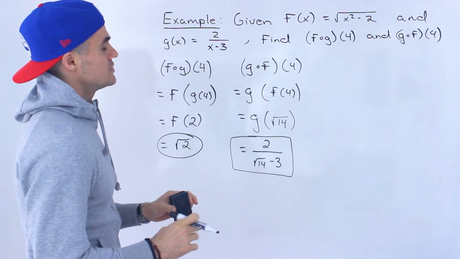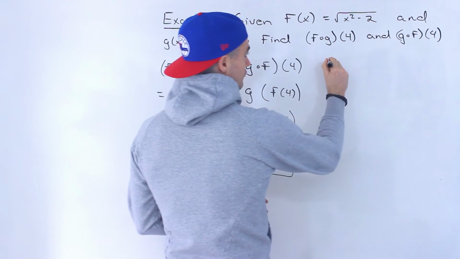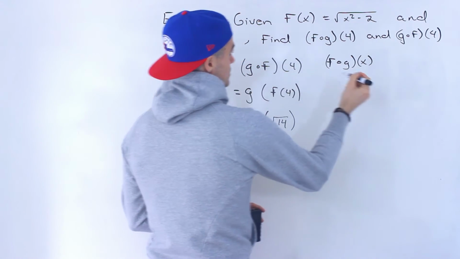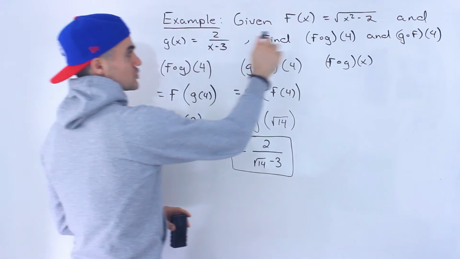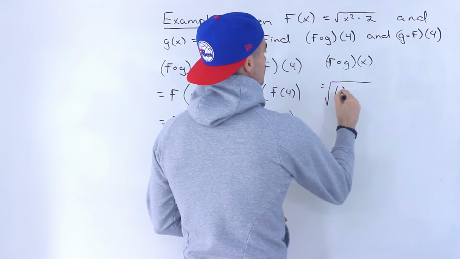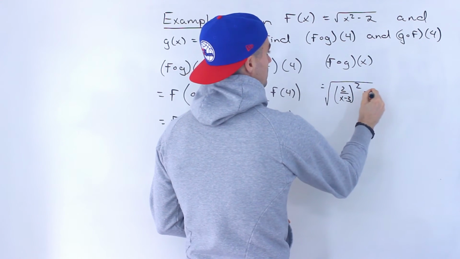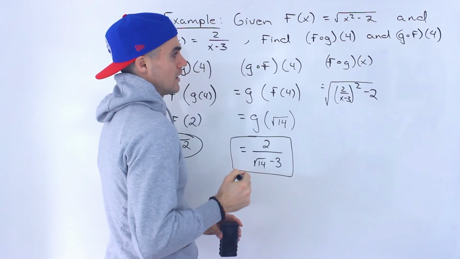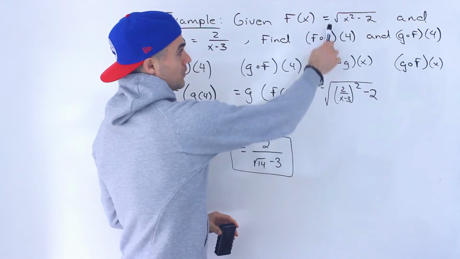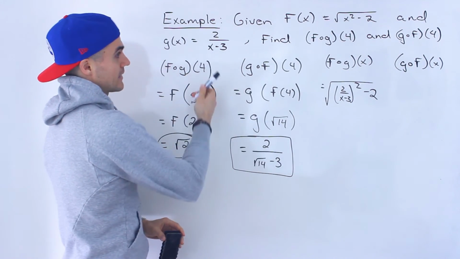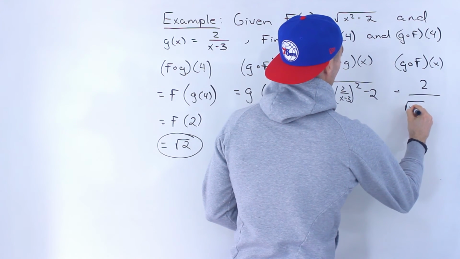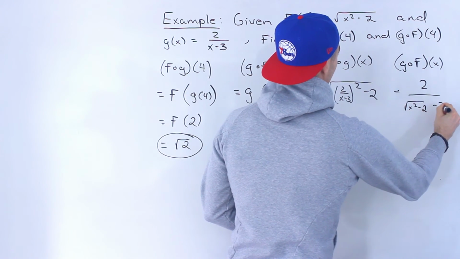Another way you could have done this is you could have created functions. So we could have created a function f of g of x. So we would plug in this whole function into here. So we would end up having the square root of 2 over x minus 3 squared minus 2. And then you can maybe simplify under that radical. And if we did g of f of x, we would take that function and plug it in for that x value. So we would end up having 2 over the square root of x squared minus 2 minus 3.